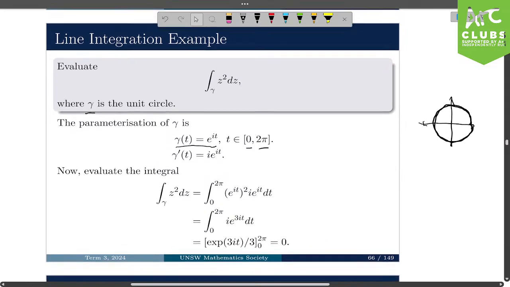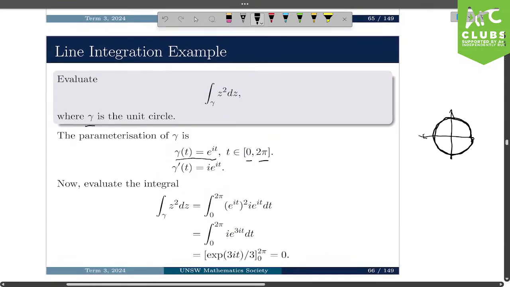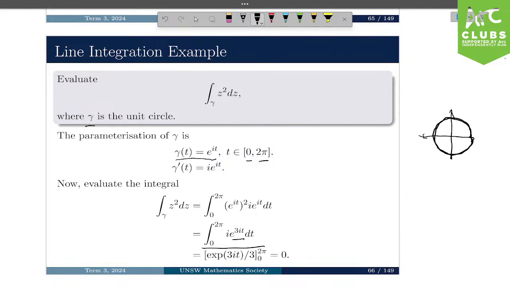And when we substitute that in, we get an integral like this, which is just an exponential with a linear term. And that's very easy to integrate. When we evaluate that, we actually get 0. So in this case, it didn't matter which way we traverse the unit circle, because the answer will be 0 anyways.